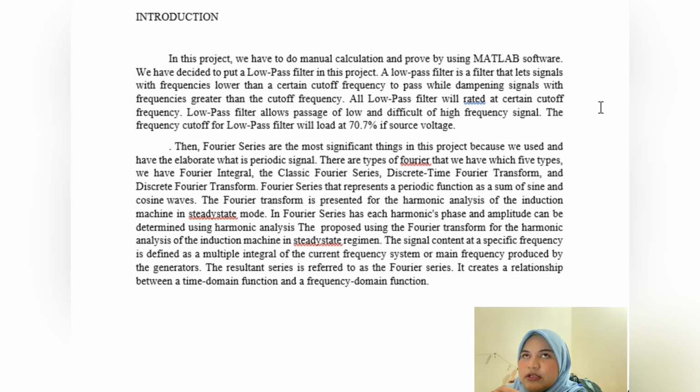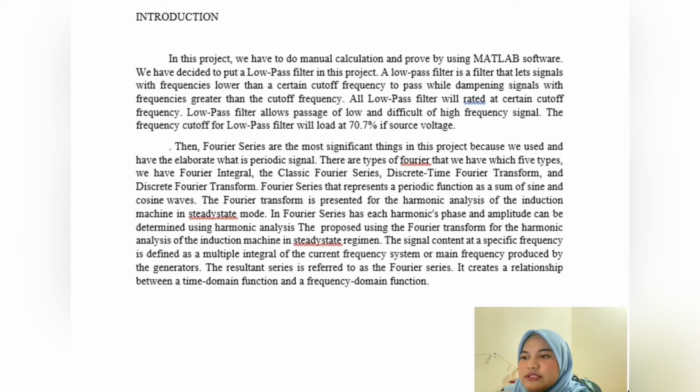A low pass filter is a filter that lets signals with frequency lower than a certain cut-off frequency pass while dampening signals with frequencies greater than the cut-off frequency. All low pass filters are rated at a certain cut-off frequency. A low pass filter allows passage of low frequency and blocks high frequency signals. The cut-off frequency for a low pass filter is at 70.7% if the source is voltage.